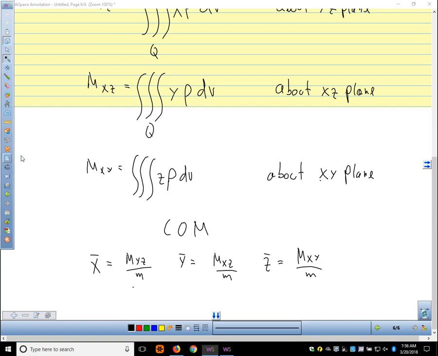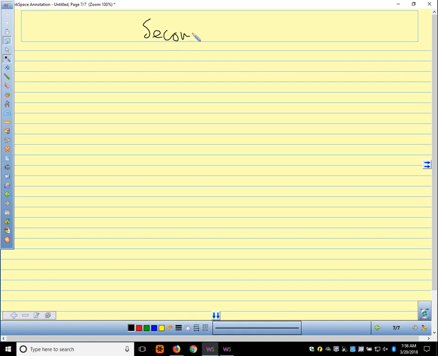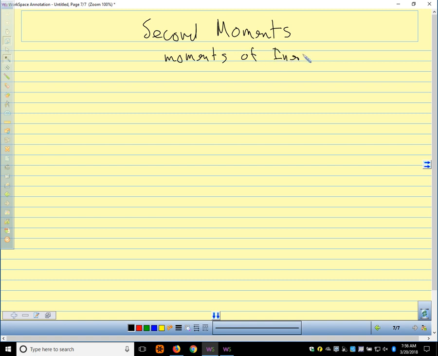So our second moments, which give us our moments of inertia. We're just multiplying our mass times the square of its distance from an axis. So I sub x is the triple integral over Q, our region, of the distance from the x-axis, y squared plus z squared, rho dV.